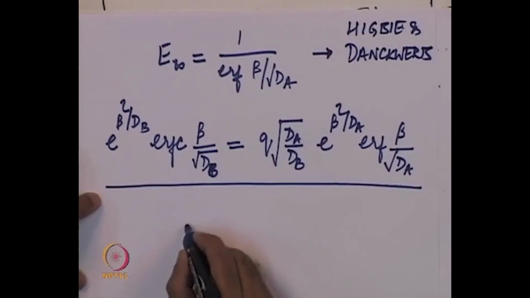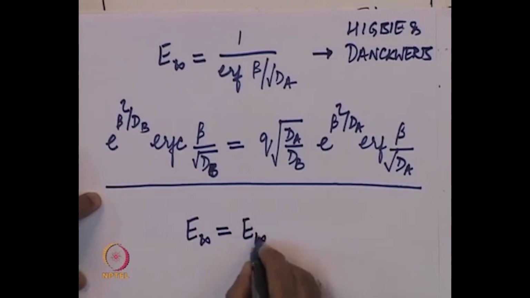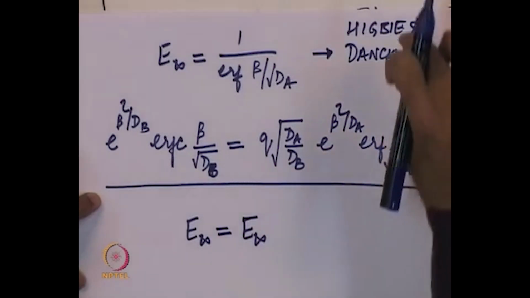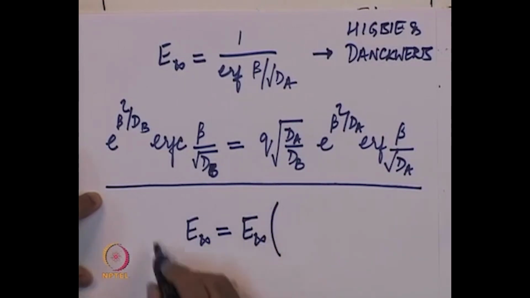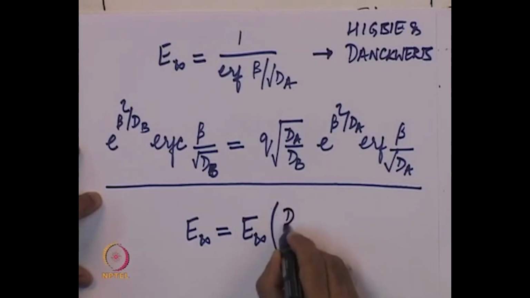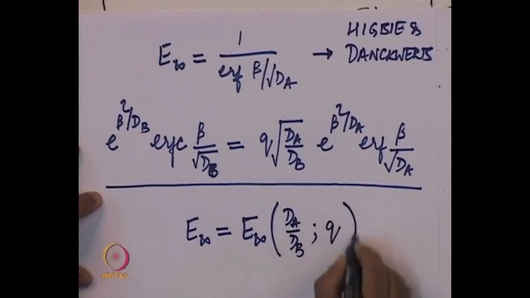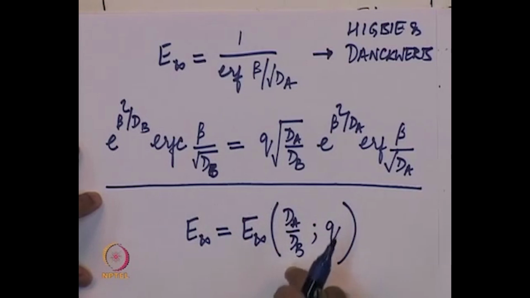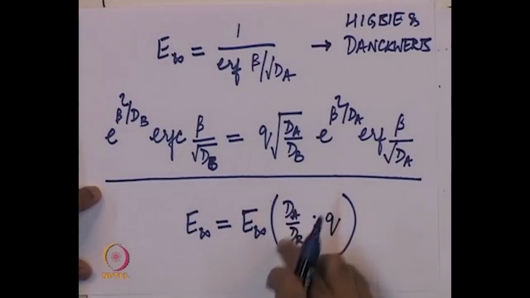So, the message that we are trying to convey here is that within the framework of these theories, the surface renewal theories, E infinity, or the maximum enhancement factor available to a system, turns out to be a function of dA by dB and the parameter q. Recall that it was a function only of q in the film theory, and here there is an additional parameter, which is the ratio of diffusivities.